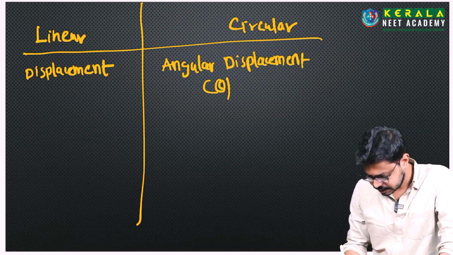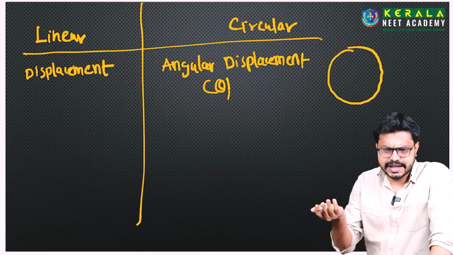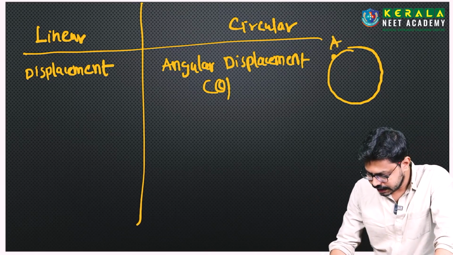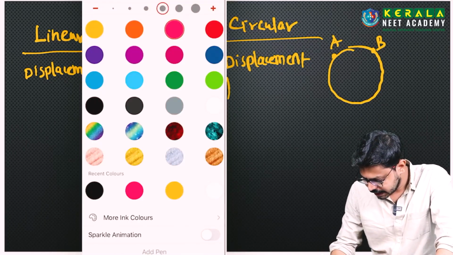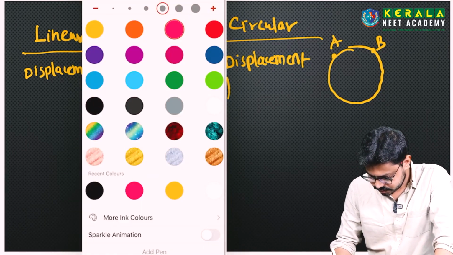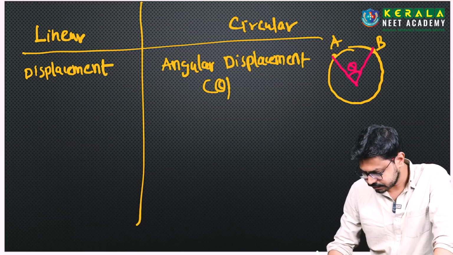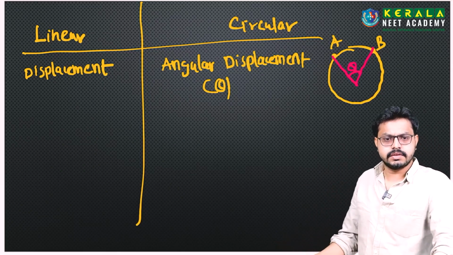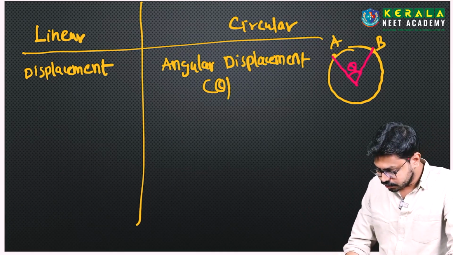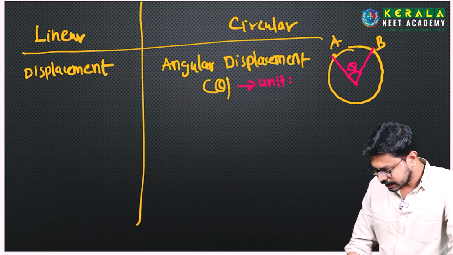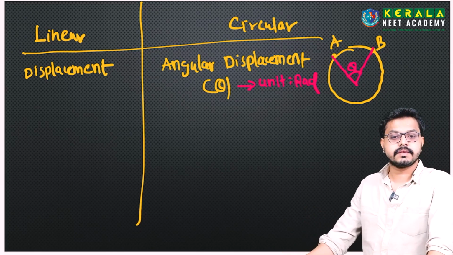What is angular displacement? If your body is circulating in any direction, and you take a point A here and a point B here, from A to B it makes an angle. This is the angle. That theta is the angular displacement. What is the unit of angular displacement? The unit is radian. Clear?